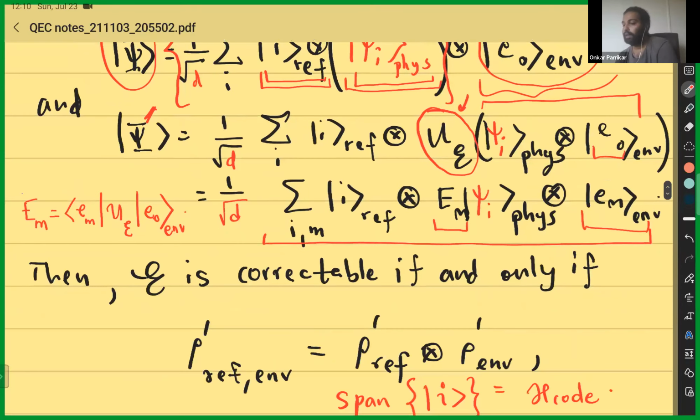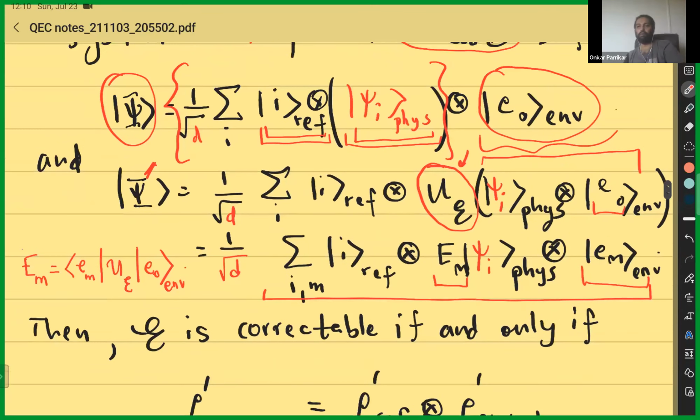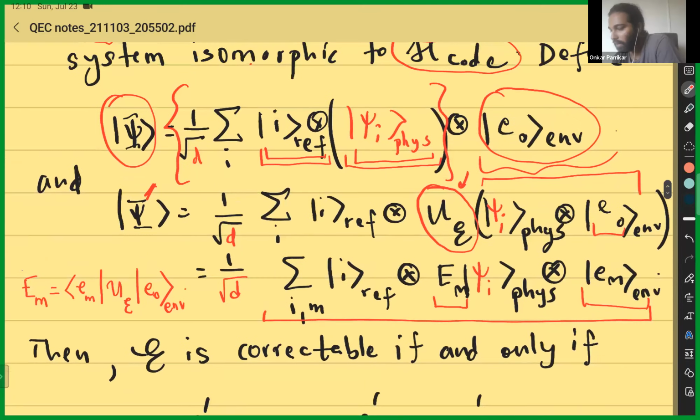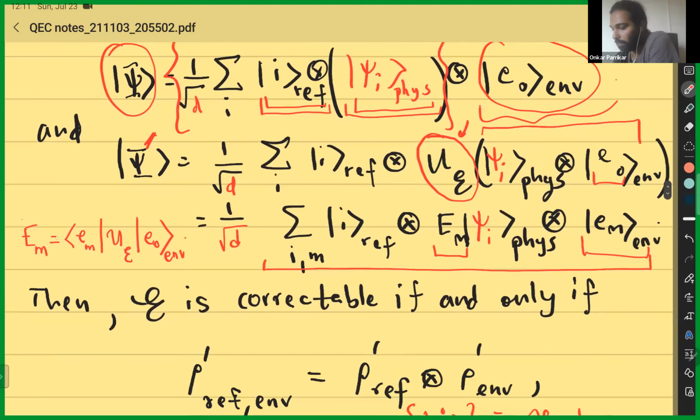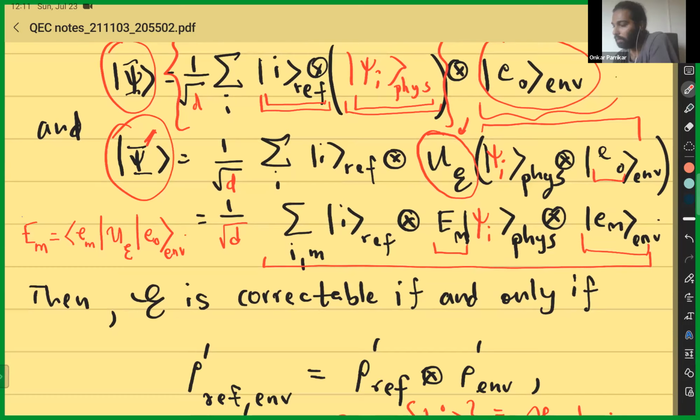Okay, so a little bit of an information explosion happened. What we did was we introduced this maximally entangled state on the code subspace, and then we acted on the state with the error. The new state is now psi prime. Psi prime is this action of the error operation on the maximally entangled state on the code subspace, and this is the expression for it.